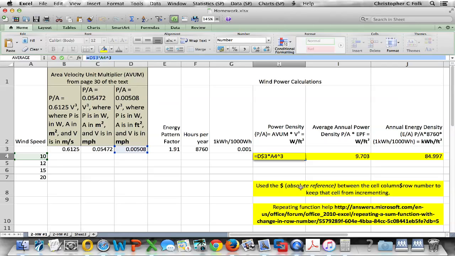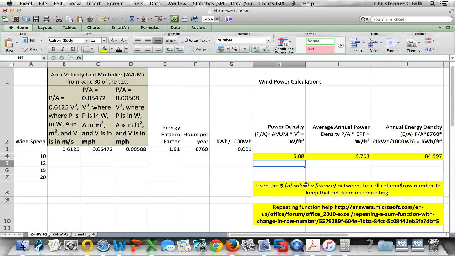Because I put the $ sign in it, that's what's known as an absolute reference. I did that because I'm going to want to automate doing the math for these other wind speeds by using the pull down or repeating function. So we can see it's the absolute reference of cell D3 times the wind speed of A4 raised to the third power. And when I hit enter, there's my formula.